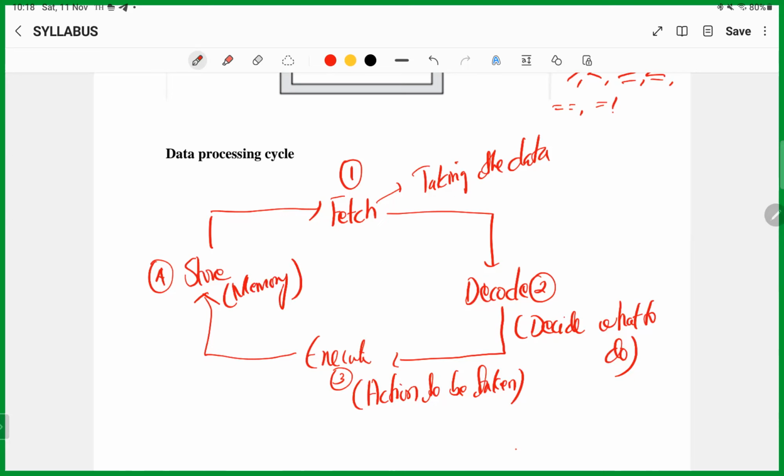It is simple. Fetch the data, nothing but it takes the data. Then it decides what to do with the data. Then it takes the actions on it. See, the word execute, in the polity we have the executive, right? They execute, they do the actions. So execution is nothing but actions to be taken, and then it will store the data. Simple. This is the whole data processing cycle.